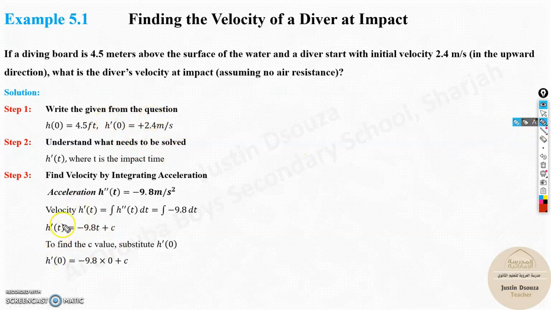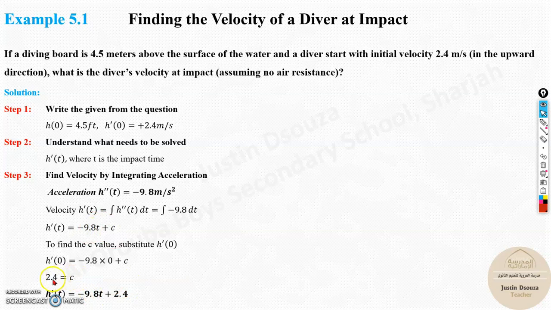So all we are doing is, instead of t we put 0, and over here we put 0. Okay, now solve it. h dash of t is 2.4. So we know 2.4, this becomes 0, is equal to c. So this is the constant value. So now what we write is the proper equation of the velocity. The velocity equation h dash of t is 9.8 t plus c.